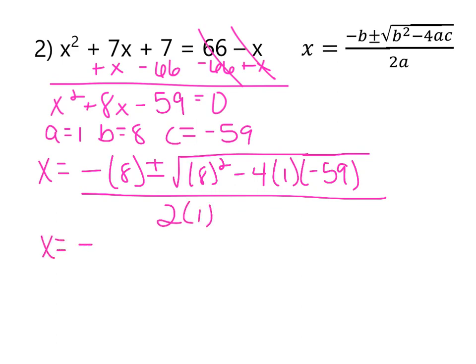Now I'm going to start simplifying, so negative 8 plus or minus, and take a second, put this part that is underneath the radical in your calculator. Do not put the square root button. I'm hoping that you got 300 under your radical.